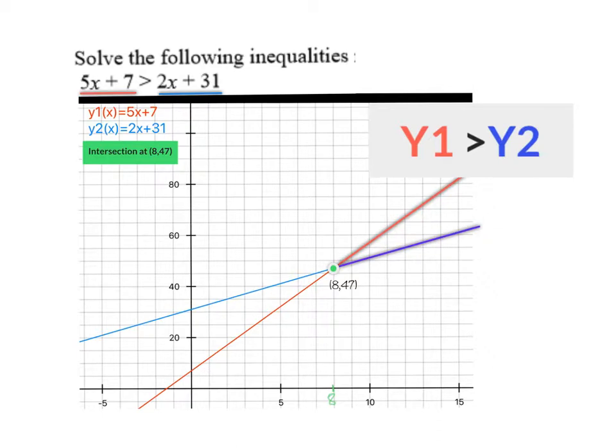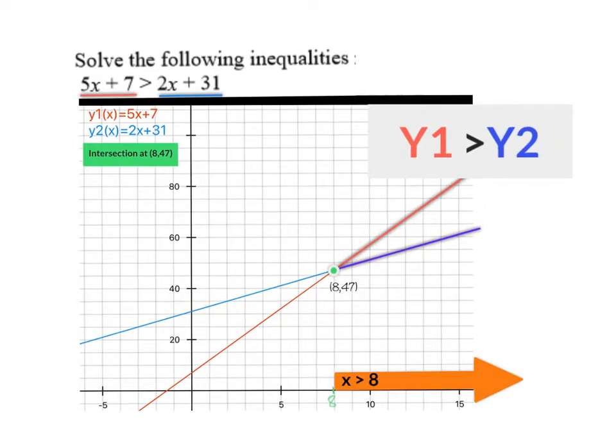On our graph, that's going to be when the line, in this case the red one, y1, is greater than or higher than y2. This is happening for the values when x is greater than 8. So we would say that our solution is when x is greater than 8.